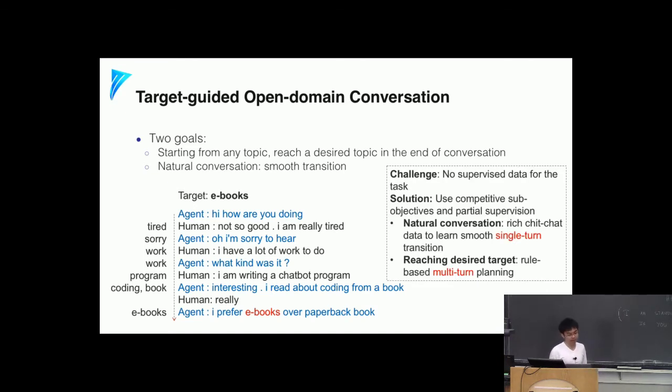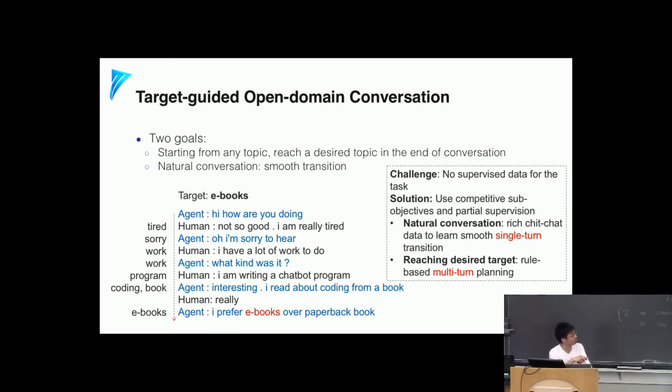And the challenge here is that, again, we don't have supervision data for this task. Our solution is, again, we use this key idea. We decompose this task into different sub-goals, and we use partial supervision for each of them. In particular, for natural conversation, we use the rich conversation data to learn this smooth transition in a single turn. And to reach the desired target, we use a rule-based method.